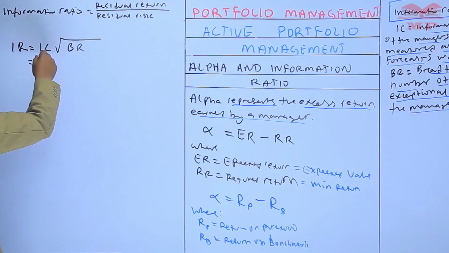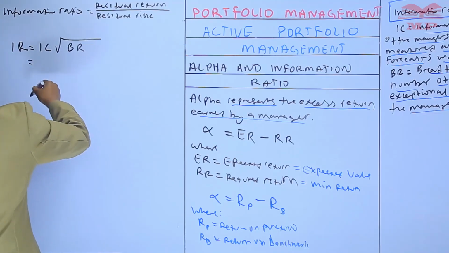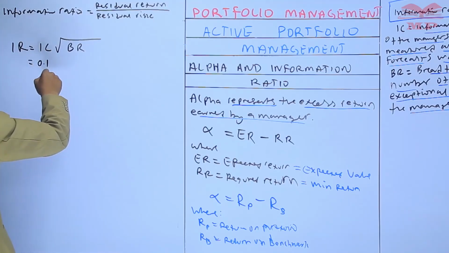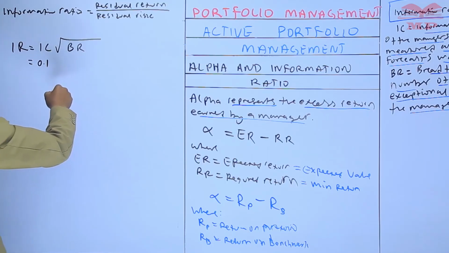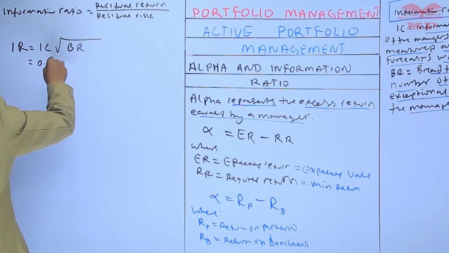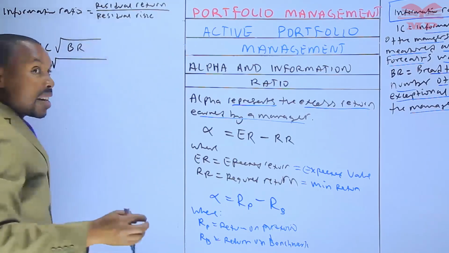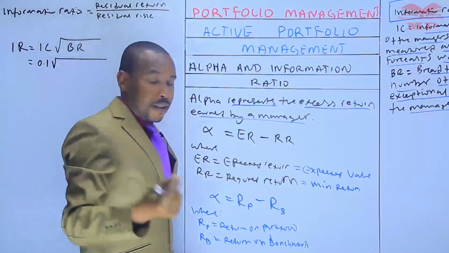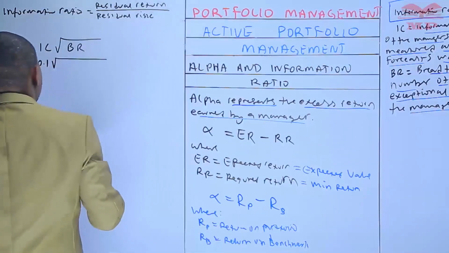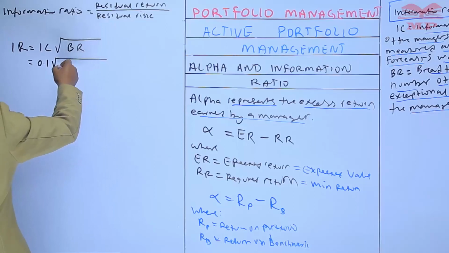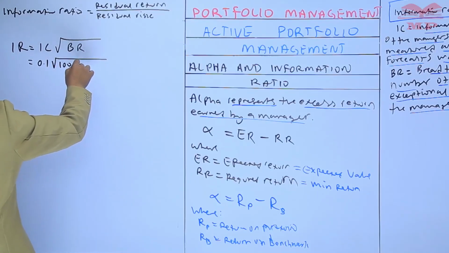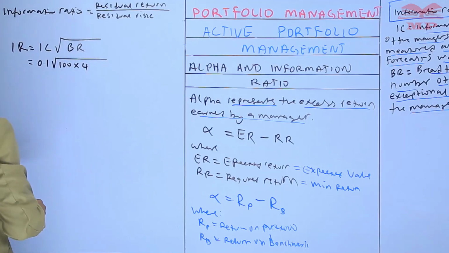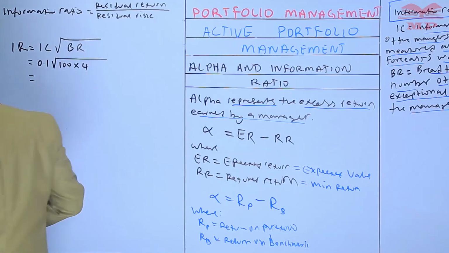We have been provided with the information coefficient of 0.1, and the square root of the breadth of the market represents the number of independent forecasts and how accurate those independent forecasts are. In this case, we're talking about 100 stocks multiplied by 4 quarters. So how much is the information ratio?